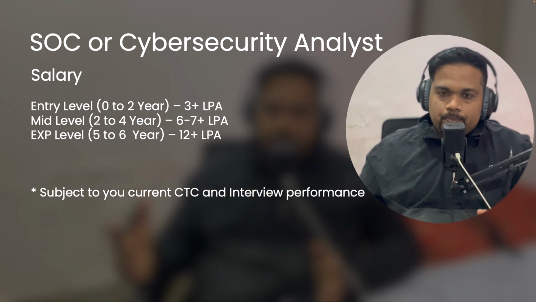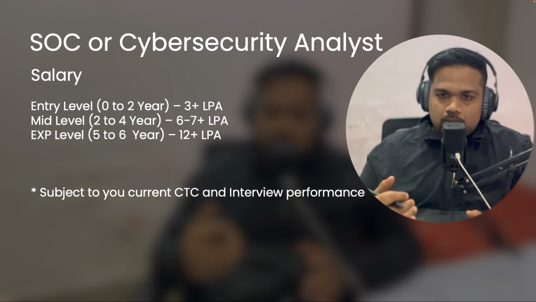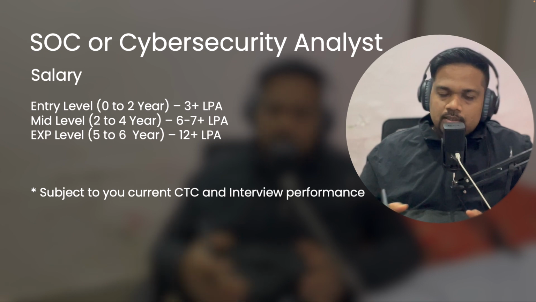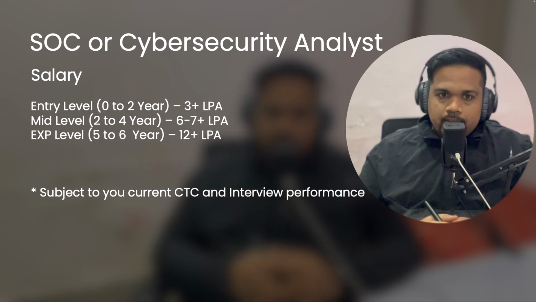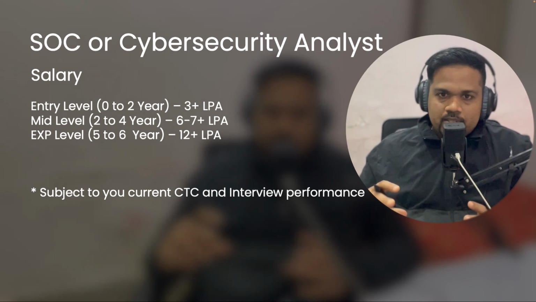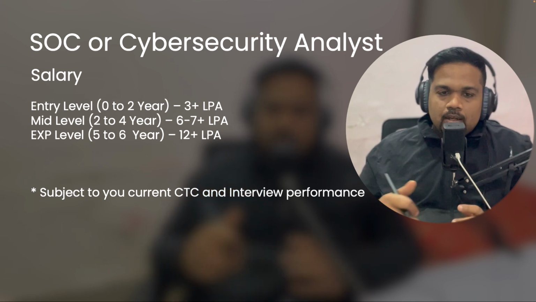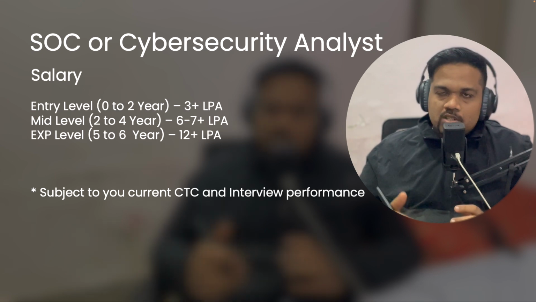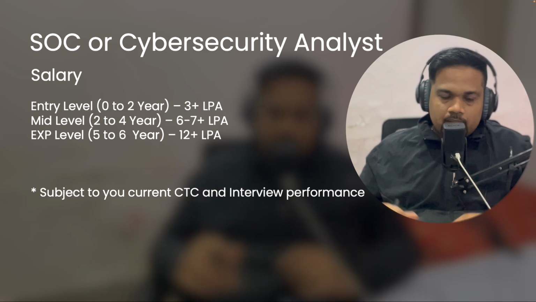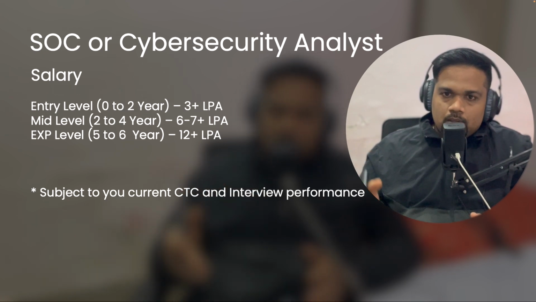So how can you do a transition, right? The numbers which I have written here are the real numbers which I worked with. If you want to do research, you can go to Glassdoor or Naukri and research there, or ask people who are working in the domain. They will also tell you, but don't expect too much in cybersecurity, because it again depends on the technology you are working on, your current CTC, and your interview performance. So this is all about the cybersecurity career, how you can start from scratch to advanced.